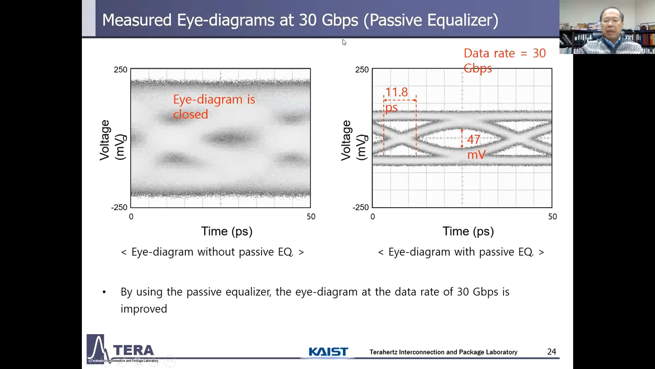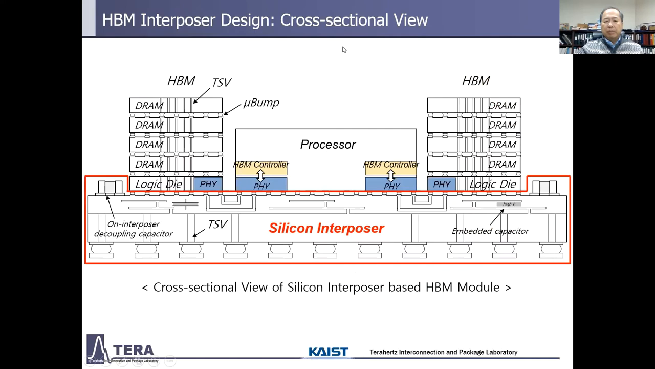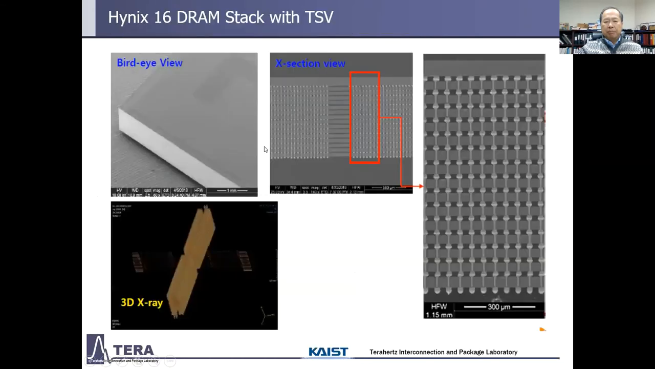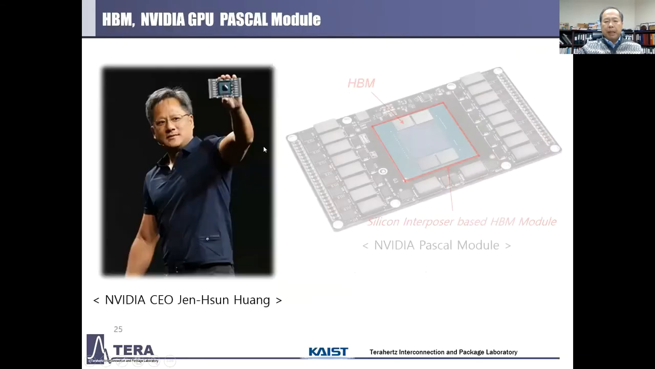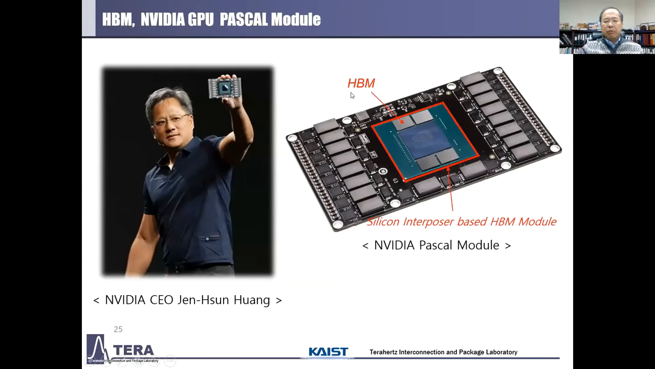Currently HBM can achieve about a terabyte per second between DRAM and processor, but in the future it will go to 100 terabytes per second between GPU and memory. And some of the previous design was commercialized by NVIDIA, and this is one of the pictures from Jensen Huang. You see that this substrate is silicon, and you can see the decoupling capacitors. This is the GPU and memory.